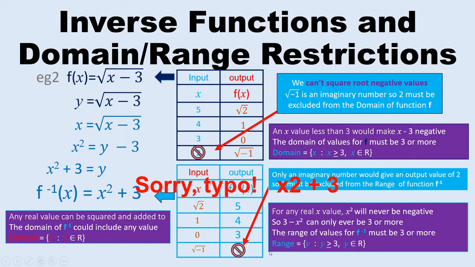So if I define that range here as any y value where y is greater than or equal to 3, and y is a real number, the range for this inverse function is the same as the domain for the original function. And if the domain for this inverse function has no limits to it, neither does the range for the original function. You may need a minute to let that sink in. It's a little bit flip-floppy. So maybe pause and take a minute to think about that and hit play when you're ready to move on.